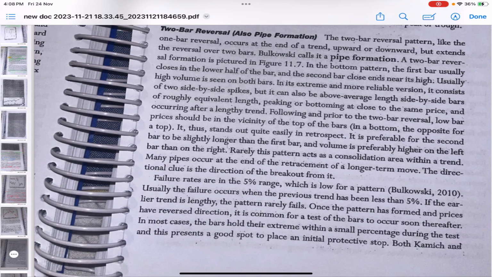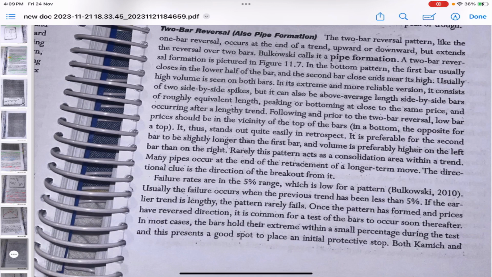Now we come to the 2 bar reversal, and it is also known as a pipe formation. Keep that in mind. Whenever we are talking about a 2 bar reversal, it's known as a pipe formation. And the 2 bar reversal is basically just like the 1 bar reversal, which means that it also occurs at the end of the trend. So that's the similarity between the 1 bar reversal and the 2 bar reversal. Both of them occur at the end of the trend, upward or downward, but the 2 bar reversal extends the reversal over 2 bars.